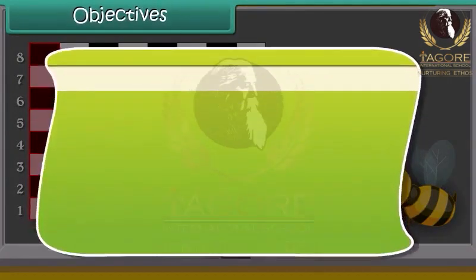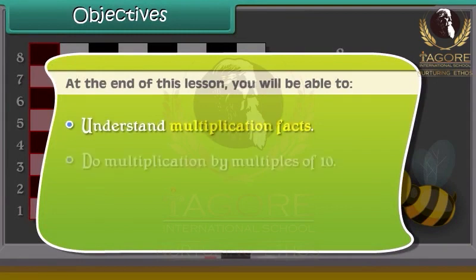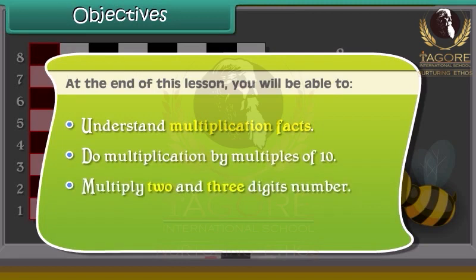Objectives. At the end of this lesson, you will be able to understand multiplication facts, do multiplication by multiples of 10, and multiply 2 and 3 digit numbers.